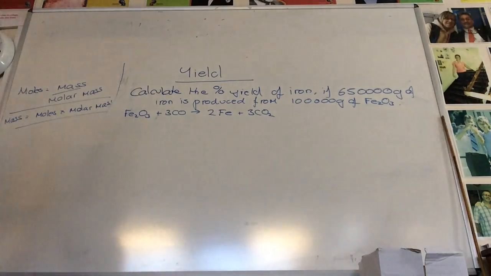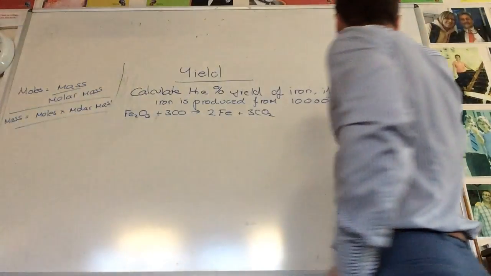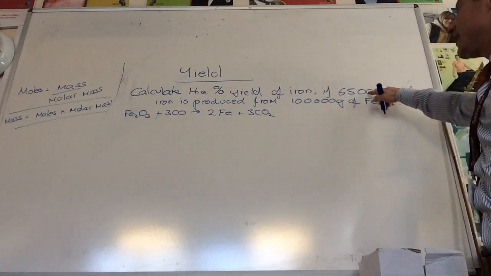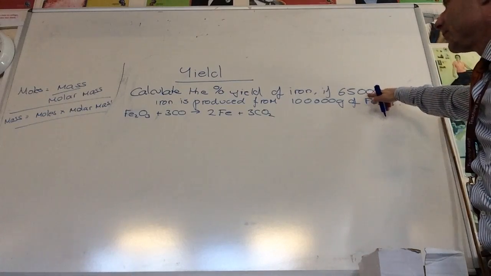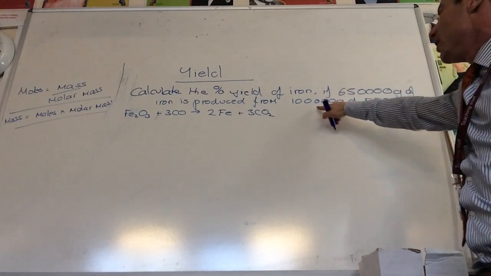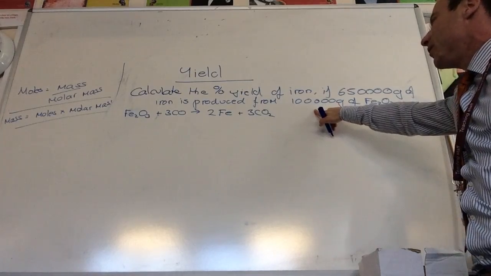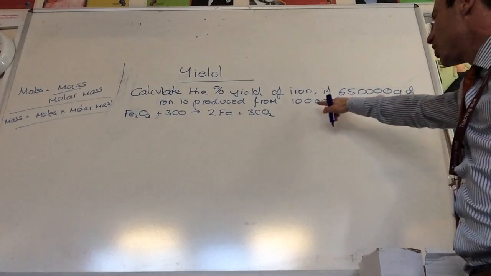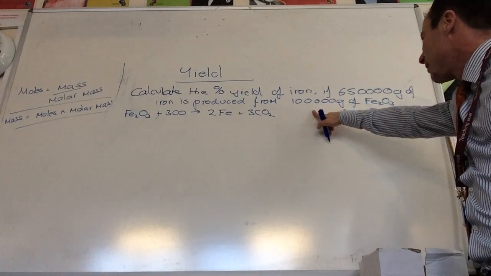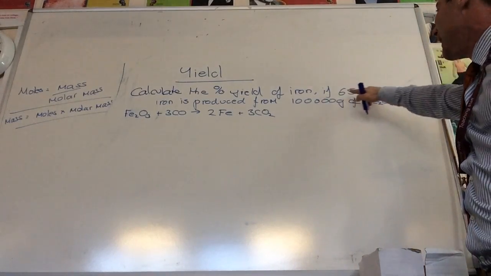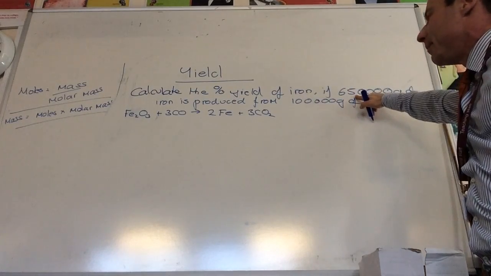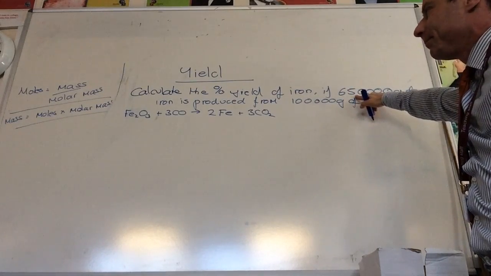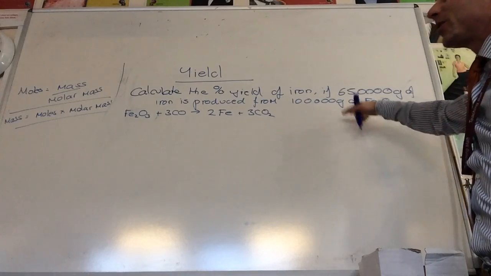So here's an example question for percentage yield. The question is: calculate the percentage yield of iron if I produce that amount of iron from 1,000,000 grams of iron oxide. So they've done the experiment, they took 1,000,000 grams of iron oxide and they produced that amount of iron. What was the percentage yield? So let's go to it.